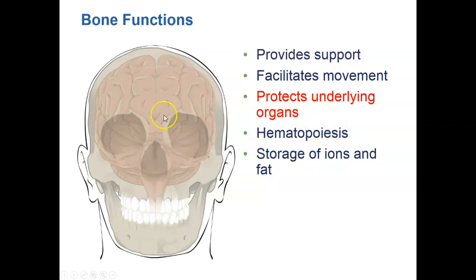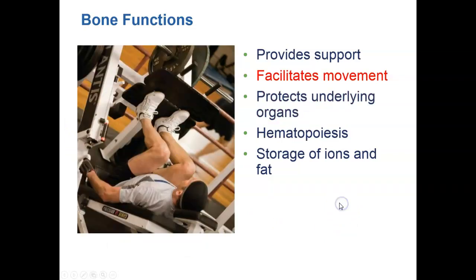It protects underlying organs. So here we have that cranial cavity, and there underneath is the brain, a soft tissue that needs more protection. So that cranial cavity gives that protection. It facilitates movement. These are backwards, sorry.